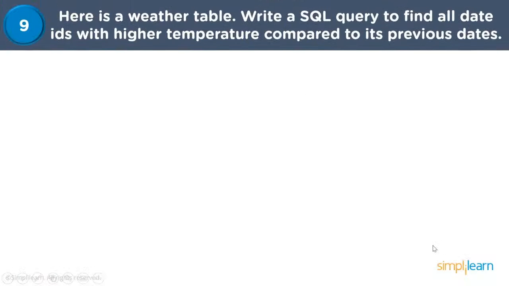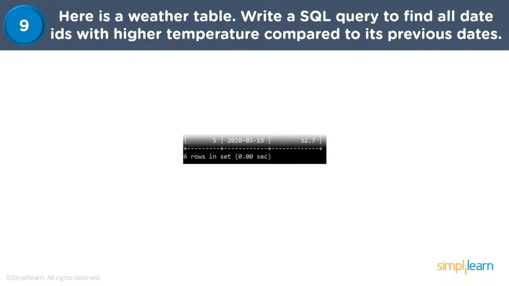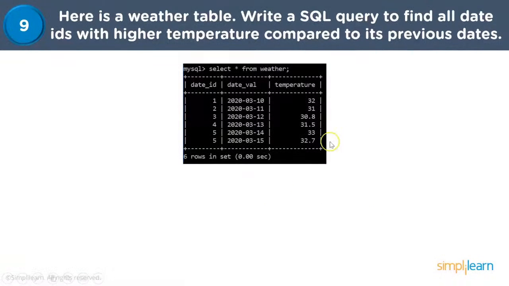Now moving to the 9th question. So here we have a weather table. We want to write an SQL query to find all the date IDs with higher temperature compared to its previous dates. So if you see, we have a date ID column. We have the date and the temperature. Using this table, I want to find those IDs with higher temperature compared to its previous dates.